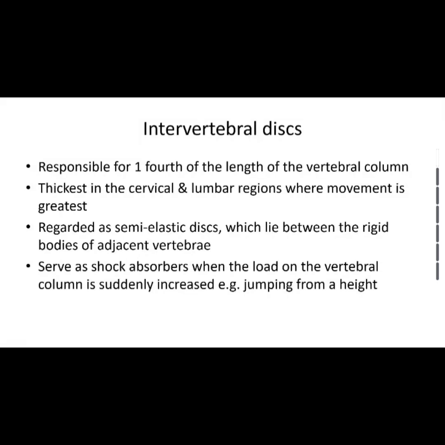Generally, the intervertebral discs tend to be thickest in the cervical and lumbar regions, where movement is greatest. In your spine, most of the movement is at the neck and the lumbar region. So the discs will be thickest in the cervical and lumbar regions, and thinner in the thoracic region.